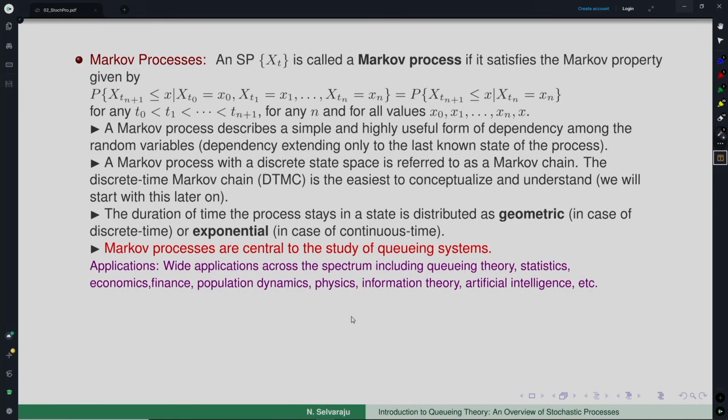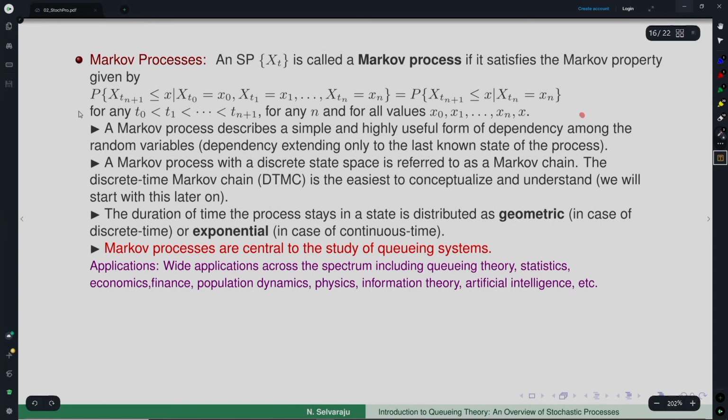But the most important stochastic process that we are going to use extensively, almost throughout the course in a way, is what is called a Markov process in general. Okay, so what is a Markov process? It is a stochastic process that satisfies the Markov property. So what is the Markov property? The Markov property is what is given here, right. So what does this mean?